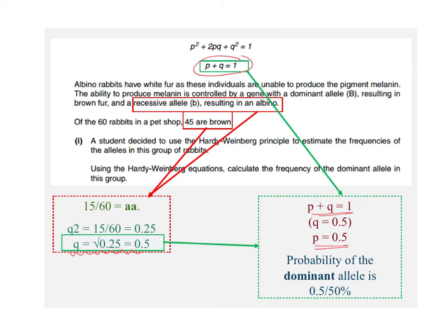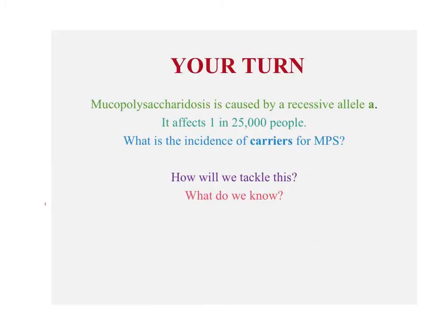Okay, so you substitute in, you move some stuff around, and you make p the subject. So the probability of the dominant allele in that population is 0.5, or it has a frequency of 50%. And that's that question done. Not too difficult, just a little bit of lateral thinking. So now it's your turn.